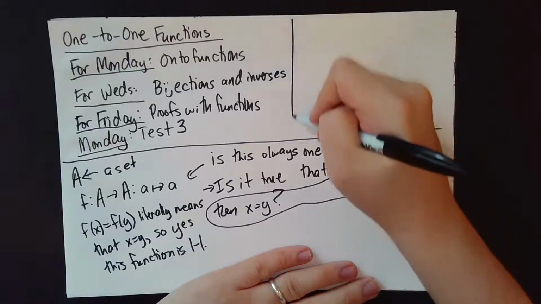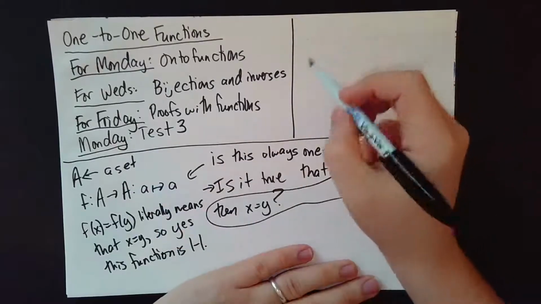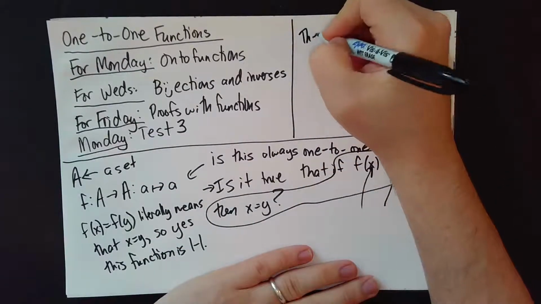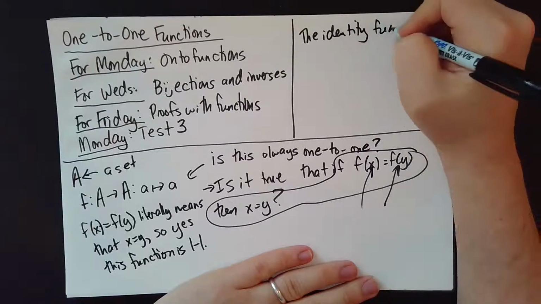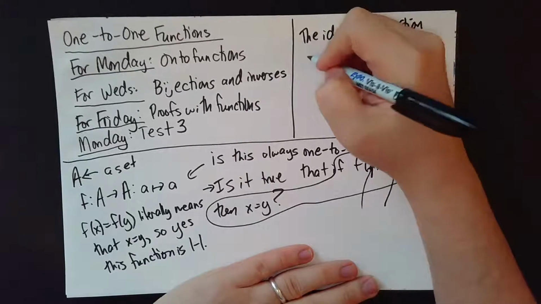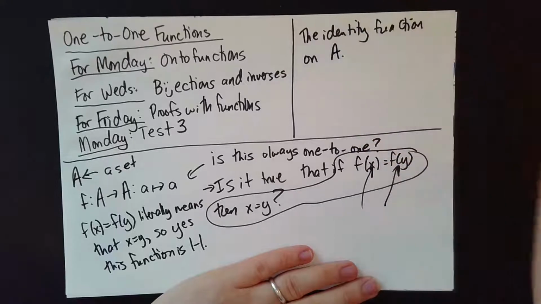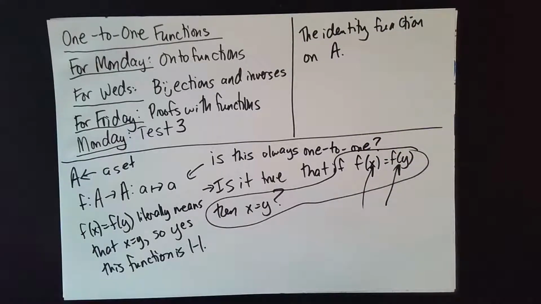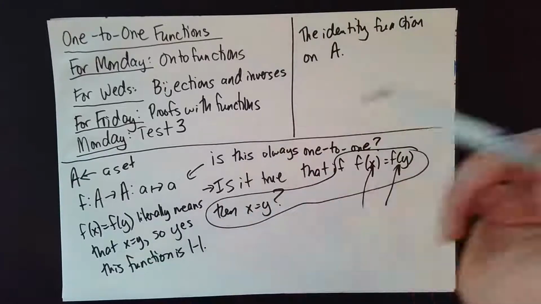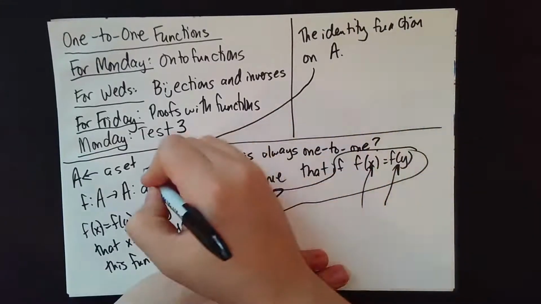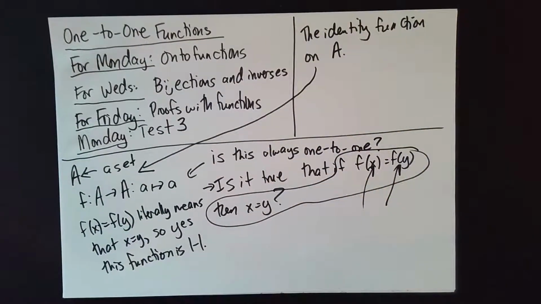I should note, by the way, this function has a name. This is called the identity function on the set A. And this is something that will end up showing up a good bit in a number of courses. For example, abstract algebra, this will show up quite a bit. Okay, but the identity function is always one-to-one.